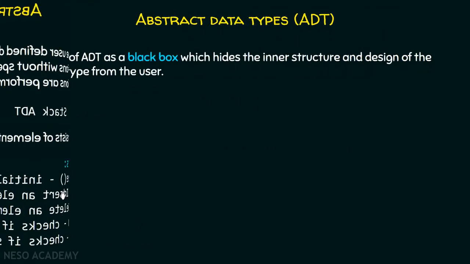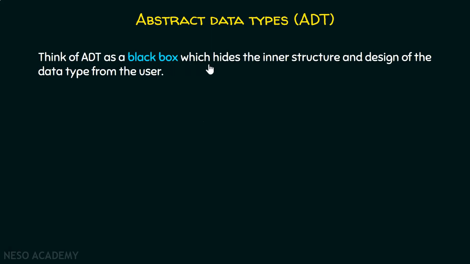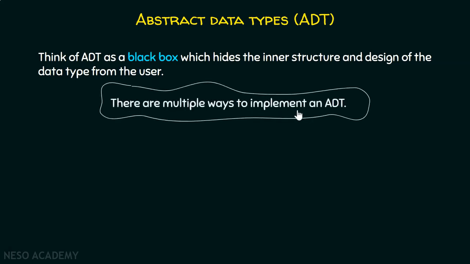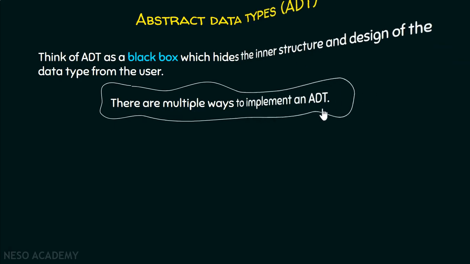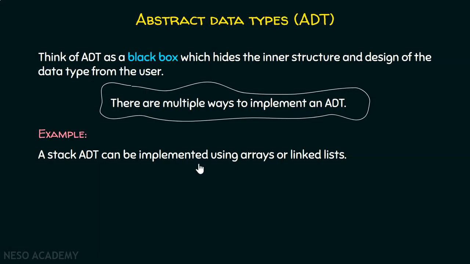Think of an ADT as a black box which hides the inner structure and design of the data type from the user. We can think of it like it hides all the implementation details from us. This is very important, which we will understand later. There are multiple ways to implement an ADT. Let me tell you, this is very important. For example, a stack ADT can be implemented using arrays or linked lists.